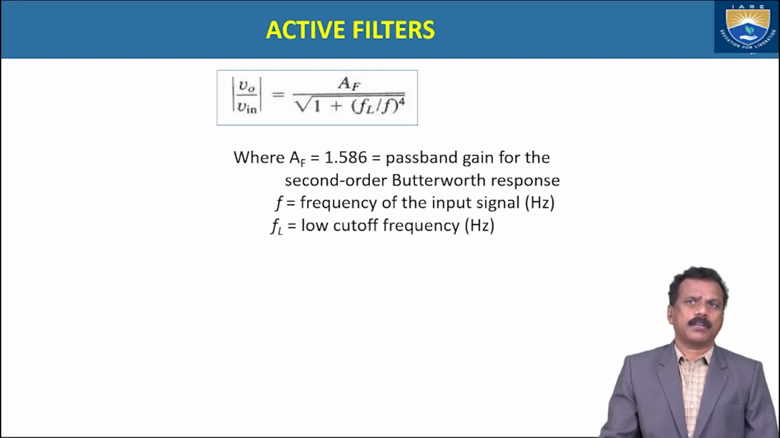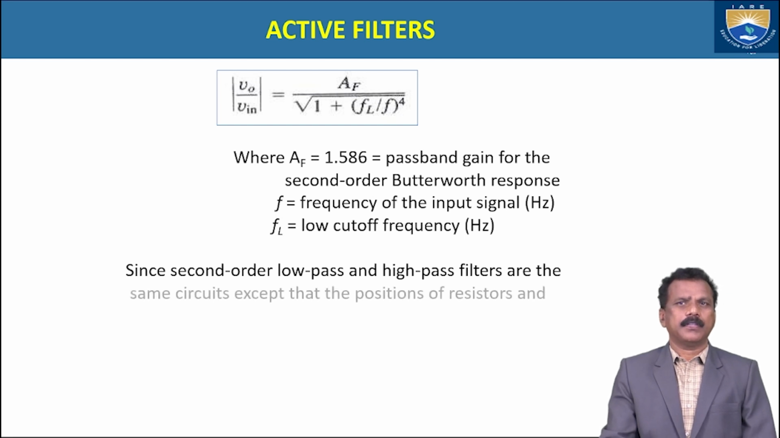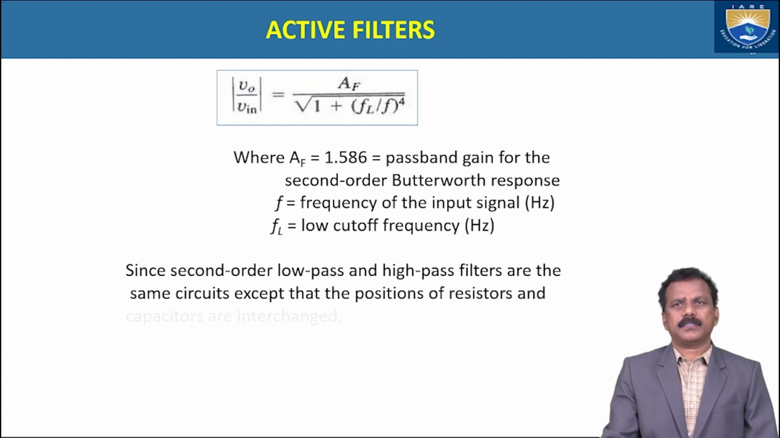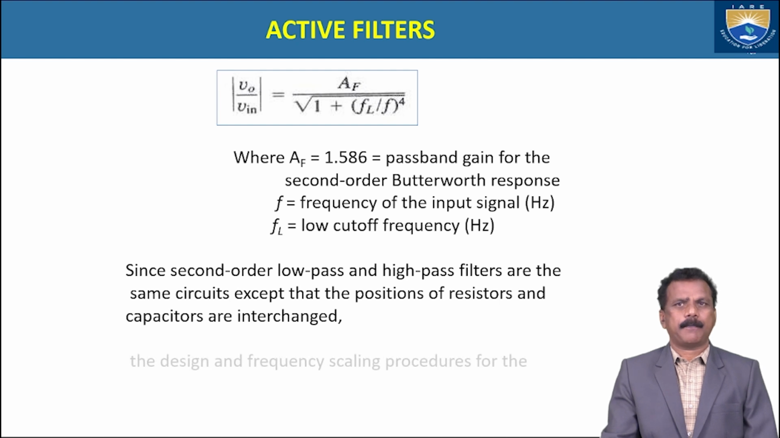Where FL, we know, is the lower cutoff frequency. Since the second order low pass and high pass filters are the same circuit, except that the positions of the resistors and capacitors are interchanged, we can easily observe that both the first order and second order low pass and high pass filters are the same circuit, except that the positions of the resistors and capacitors are interchanged.